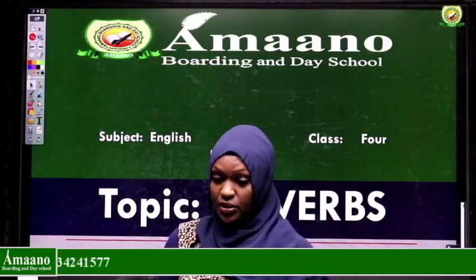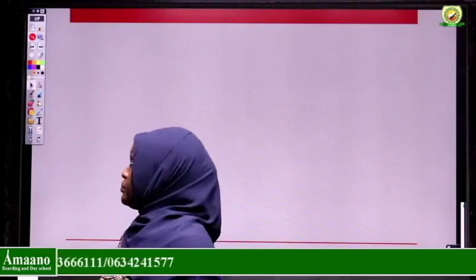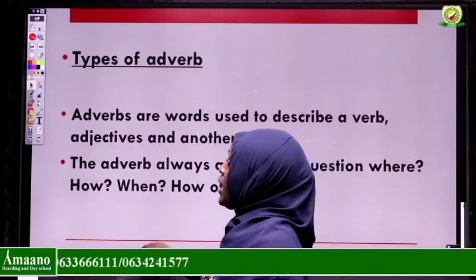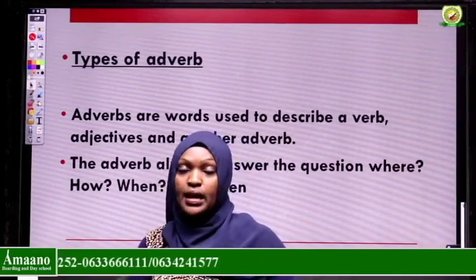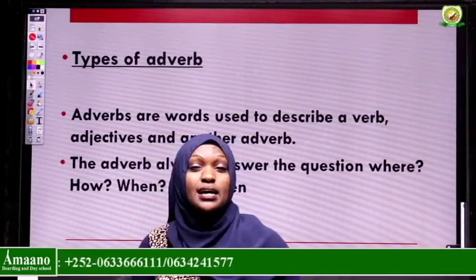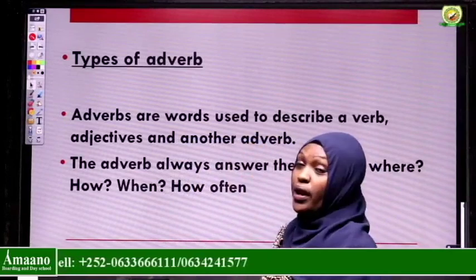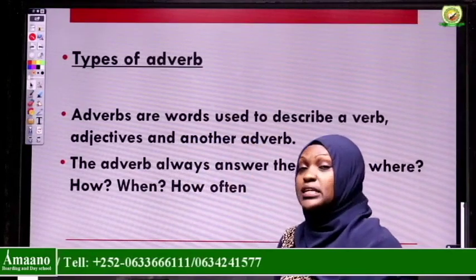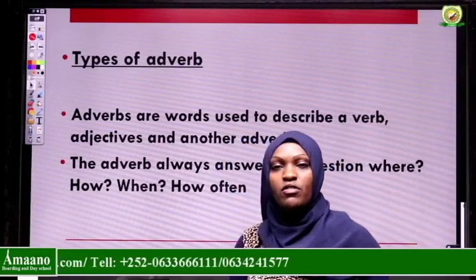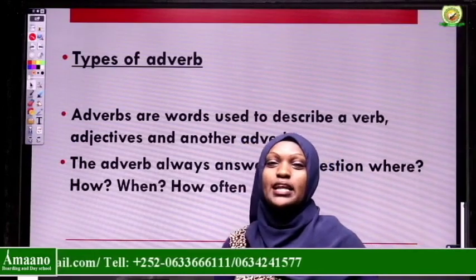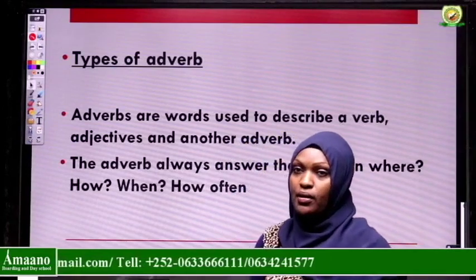Remember last time we did adverbs and we said adverbs are words that describe a verb, adjective, and another adverb. Now, last time we did the adverb of place and we said adverbs always answer the question when, where, how, and how often an action took place. We use the adverb of place to tell us where something happened.